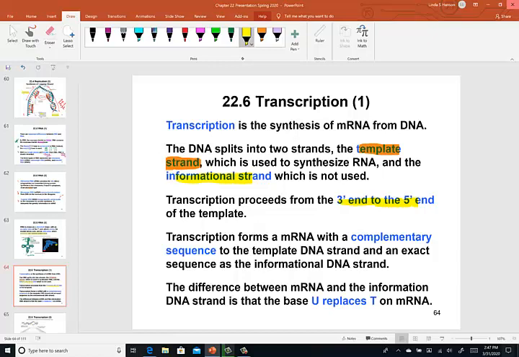But there's a very important difference. Remember that DNA will have the base thymine. It gets replaced with uracil when reading to make the messenger RNA code.